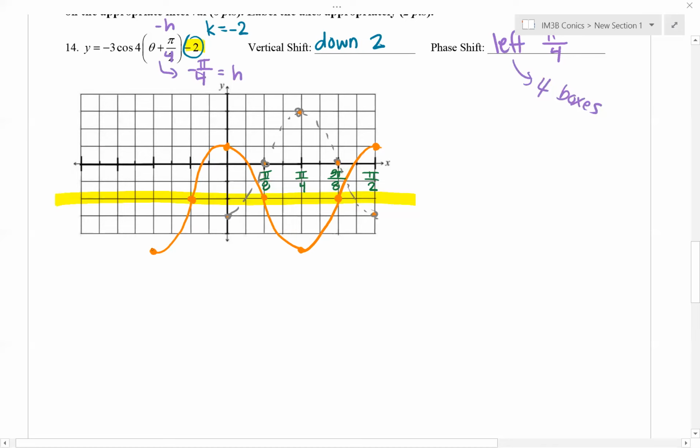Then here I know I'm going to go over 2, and then it's on the line, over 2, and this one has to be an up because it always has an up and a down again. So that graph there is the graph of -3 cosine 4 times the quantity theta plus pi over 4, minus 2. Again, I changed that a little bit from what it was on the review. We'll do the tangent one in the next video.